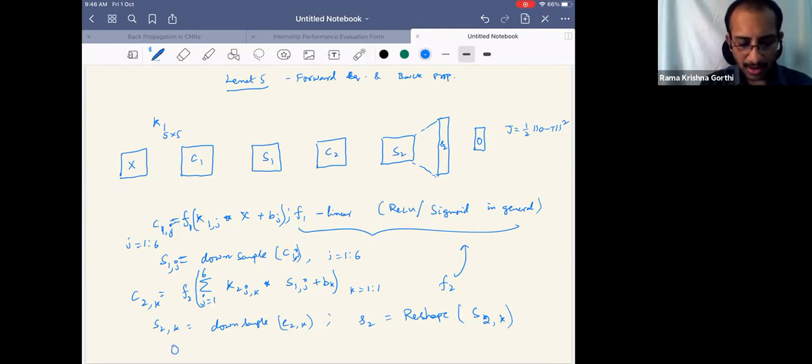Then the output O is connected with what? If we call this FC, so this is S2, or FC as people also call it. FC is the fully connected layer neuron outputs. So O is equal to what? F3 of W_FC, the weights connecting this to this. What should I write here? F3 of W_FC into S2, either FC or small s2.